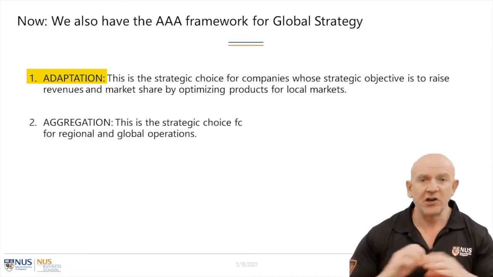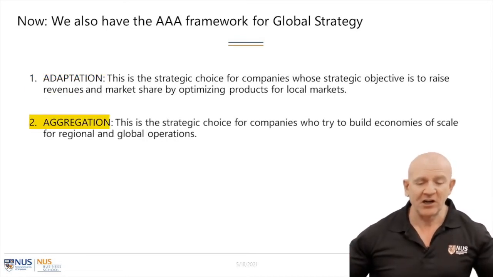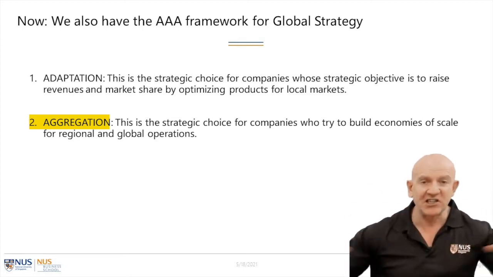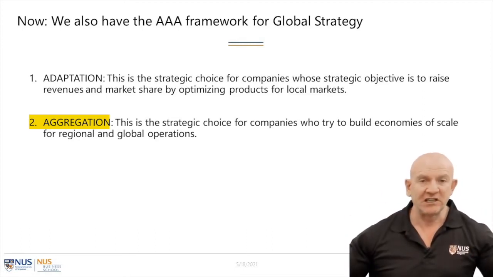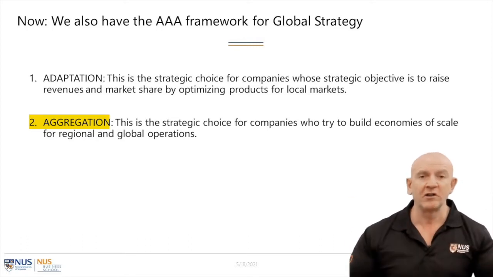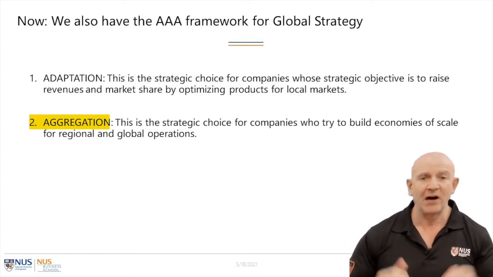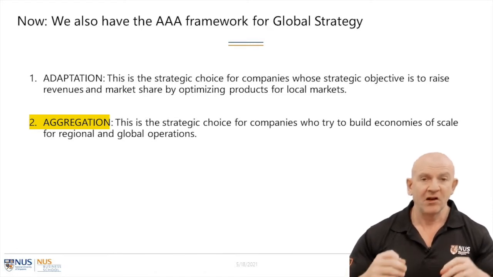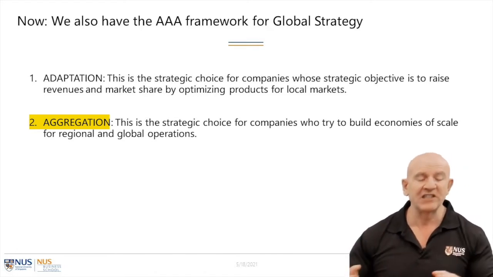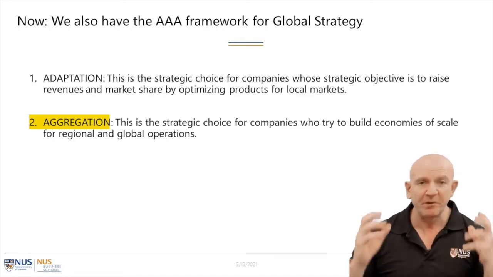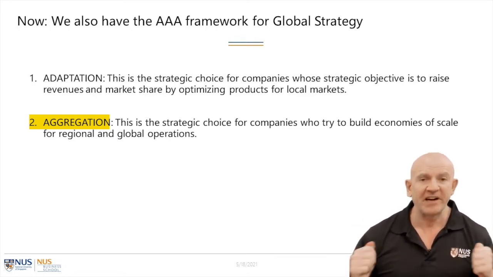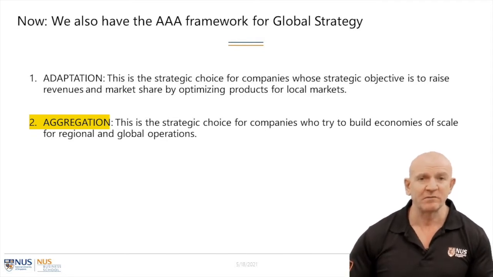Then we might actually say, no, it's all about aggregation. We need to build economies of scale. We need to integrate operations. We need to fundamentally think of the world as our playground for how we structure and design the multinational firm. Whether we're regionalized or globalized, we're going to aggregate. We're going to build scale, and we're going to build a powerful competitive premise from this scale.